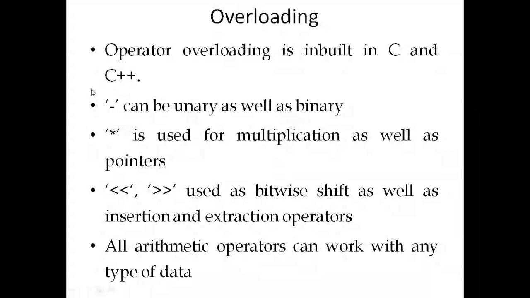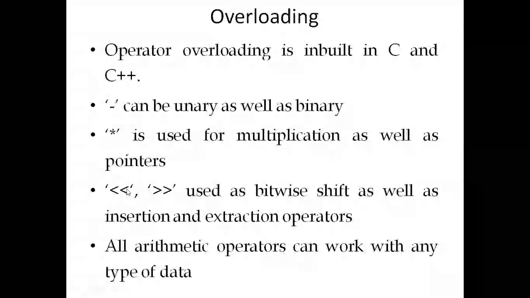For example, we know that minus can be used either as a unary operator or as a binary operator. That is, we will use minus as a unary operator for negating a value, that is -2, like that. And also we will use it as a binary operator when we say a minus b, that is for subtraction. Similarly, star is used for multiplication as well as in pointers, for dereferencing and for declaration of pointer variables. Okay, C by itself overloads this operator star.